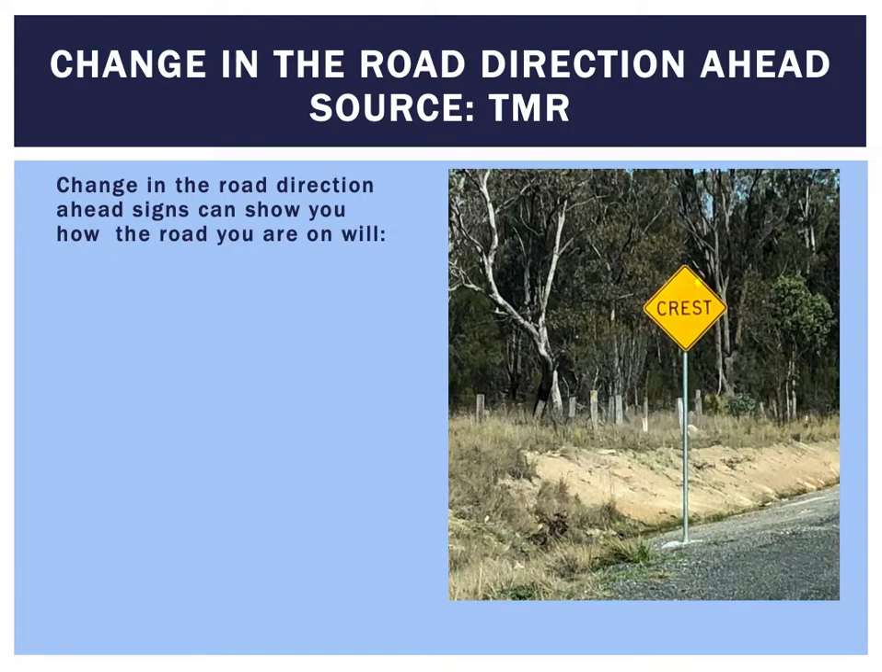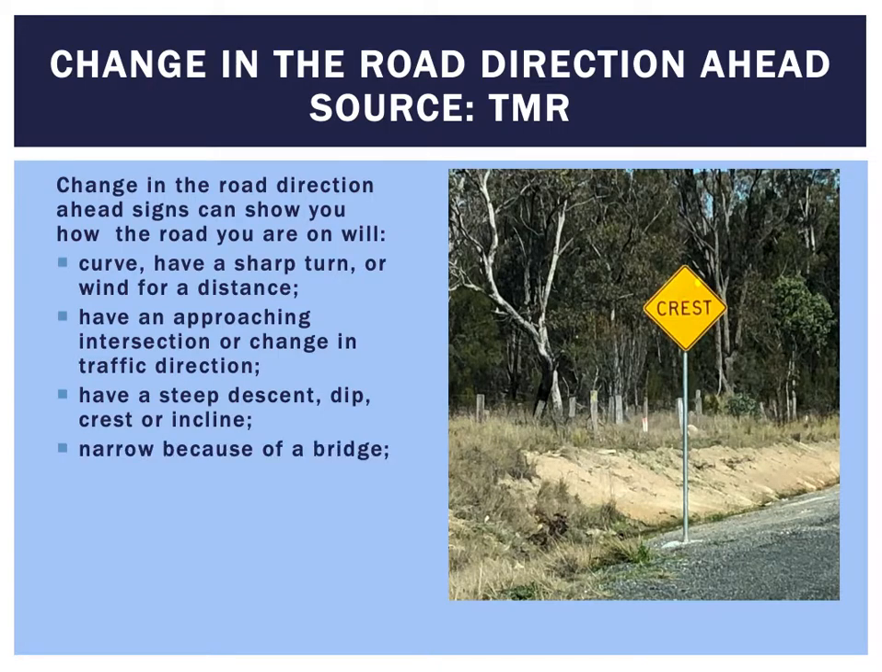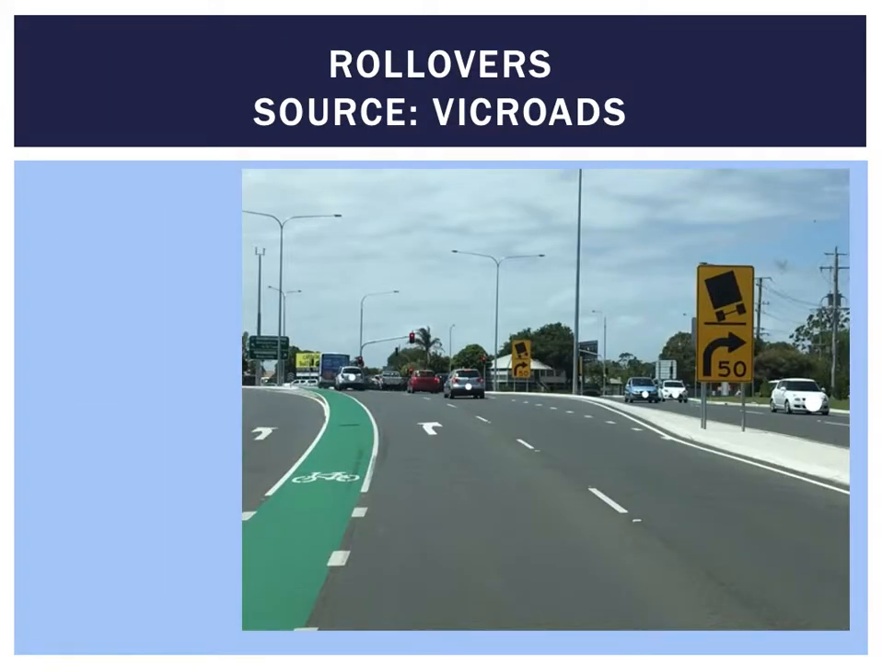Change in the road direction ahead signs can show you how the road you're on will curve, have a sharp turn or wind for a distance, have an approaching intersection or change in traffic direction, have a steep descent, dip, crest or incline, narrow because of a bridge, have a lane merging or starting, have a recommended exiting speed due to the road direction.